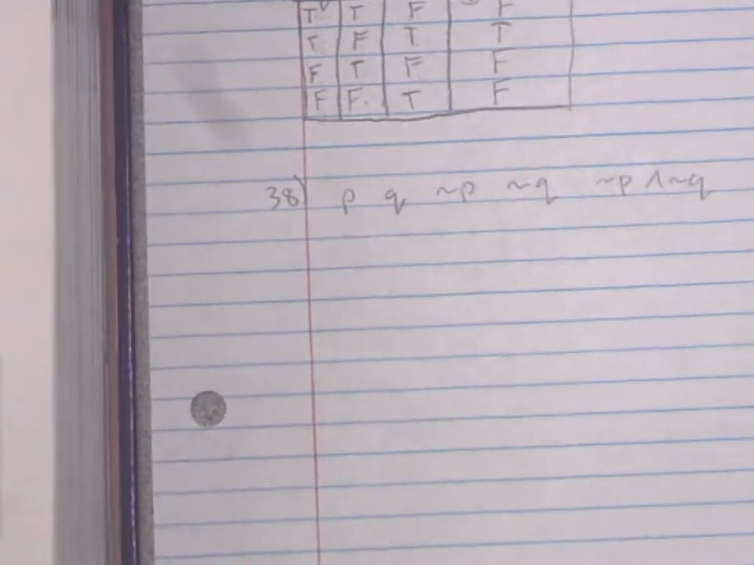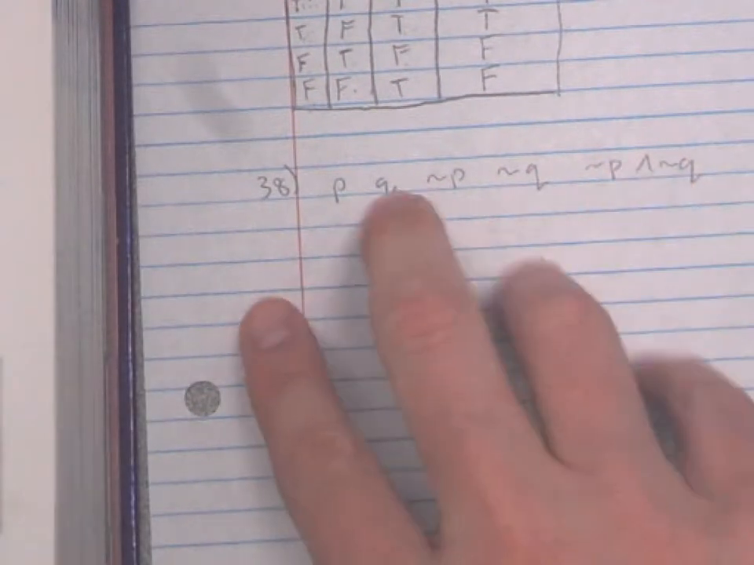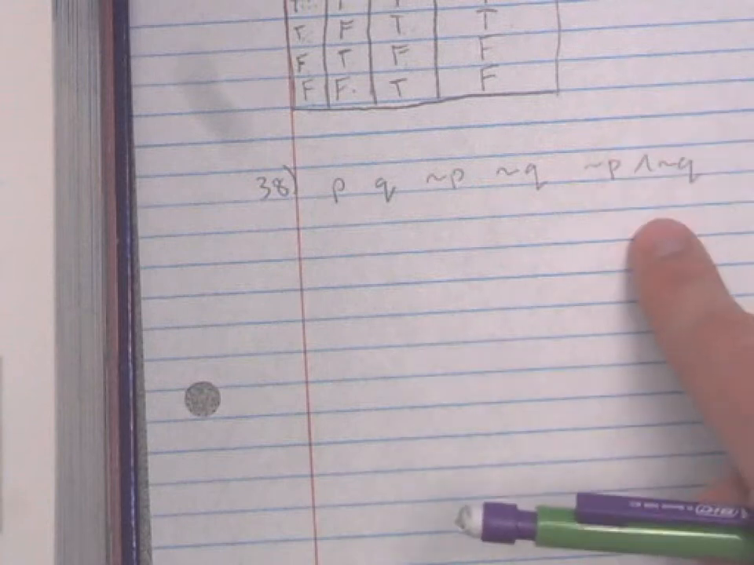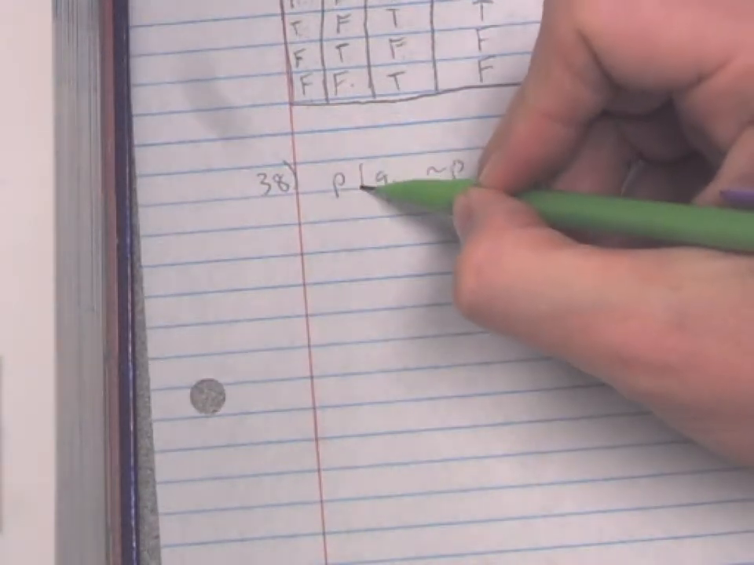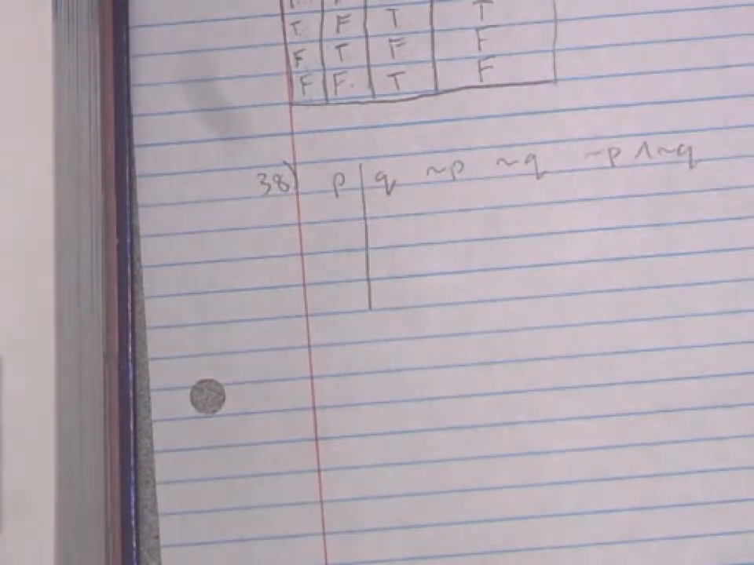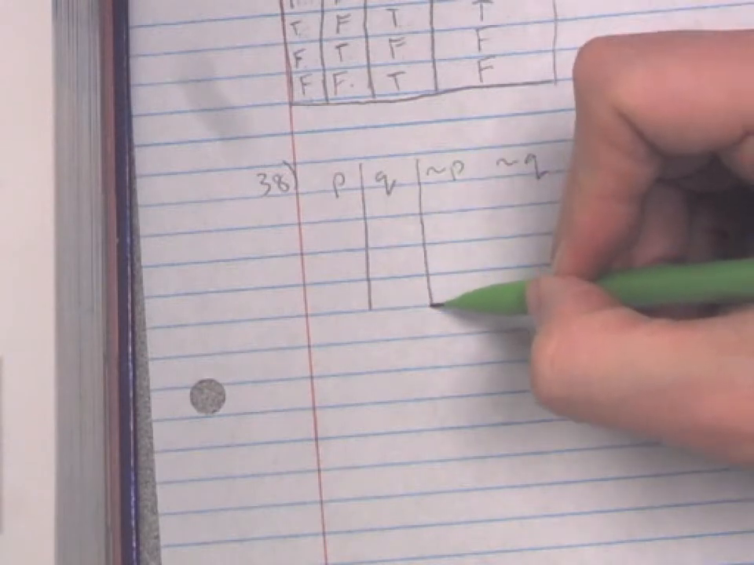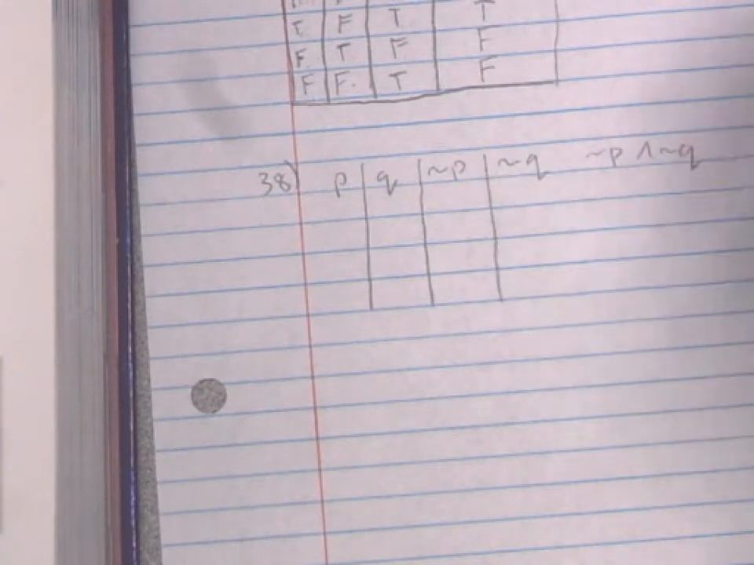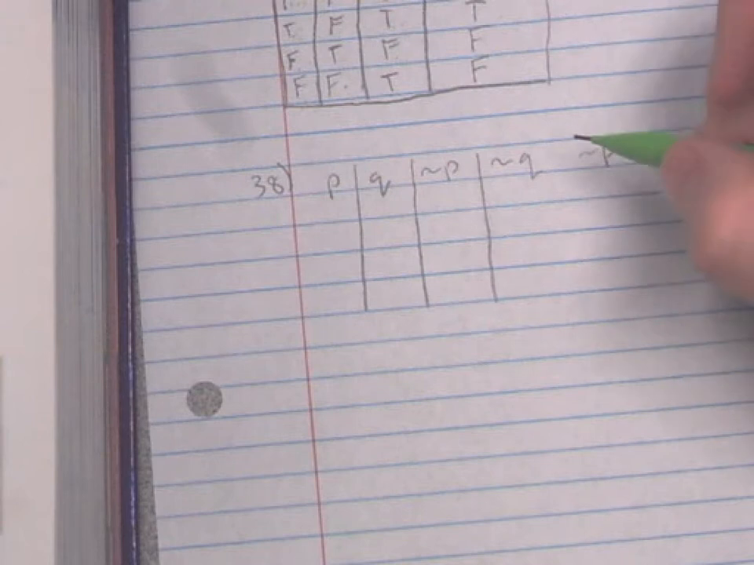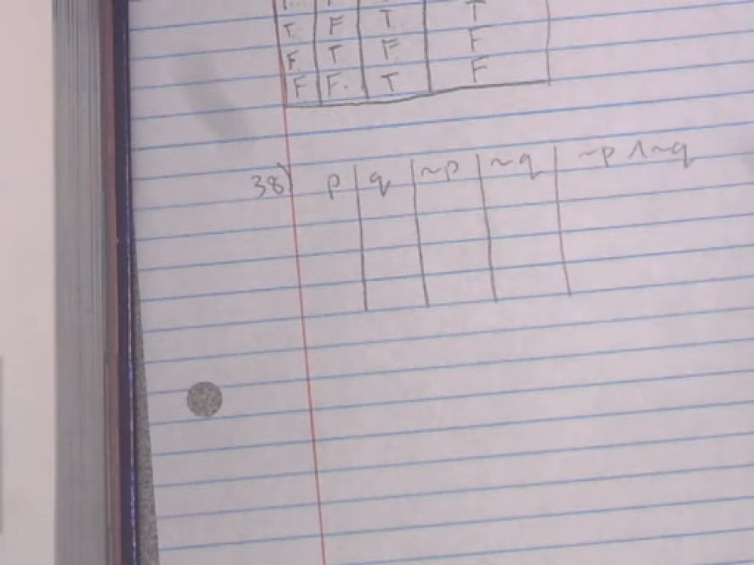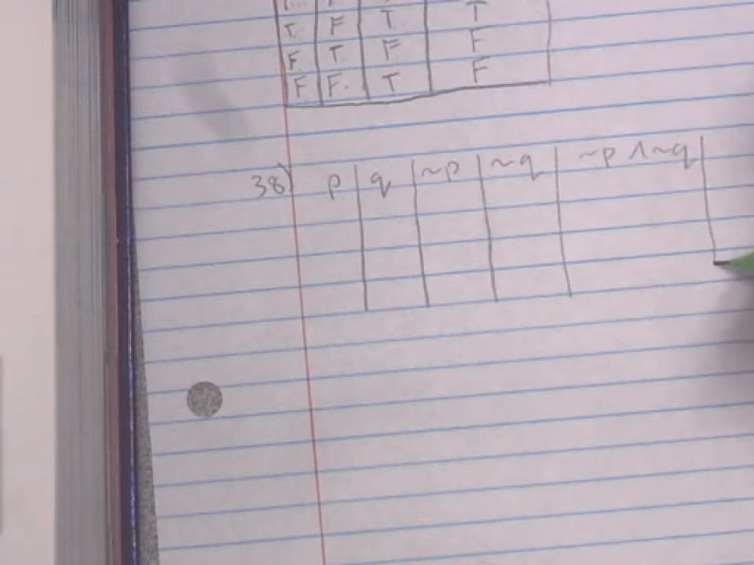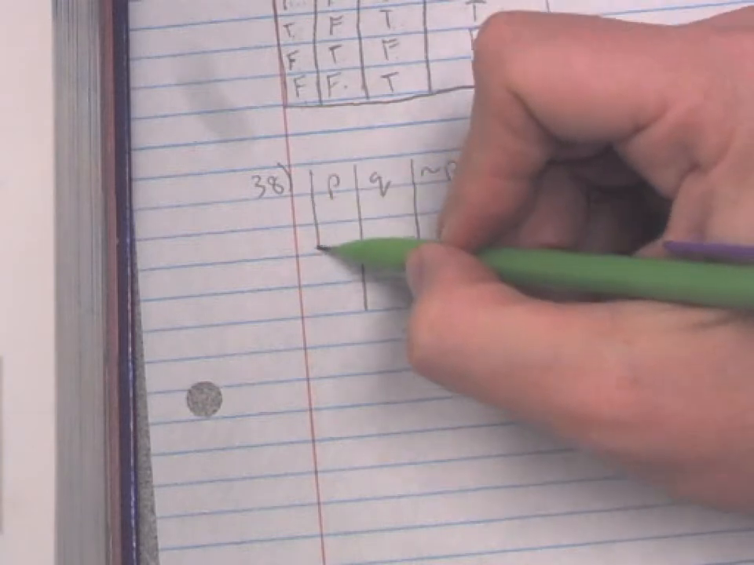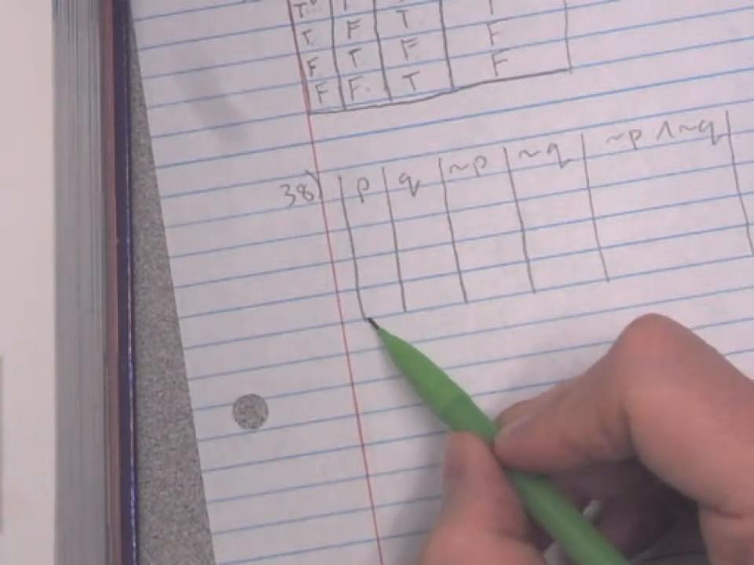So everything else building up to the last column is just the building blocks of the pieces that I need to do this final statement, right? P and Q is where I start, because those are the letters we're using. I need a not P and I need a not Q, because those are two of the statements in my final statement. And then the last statement is just doing a conjunction or an and statement with not P and not Q.